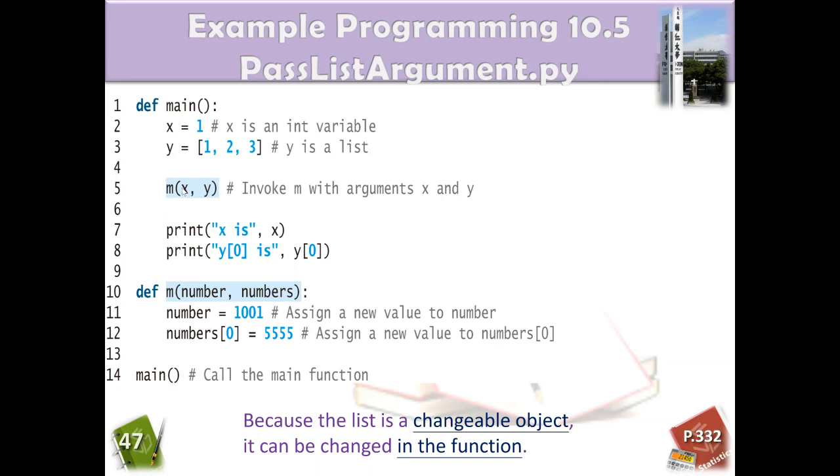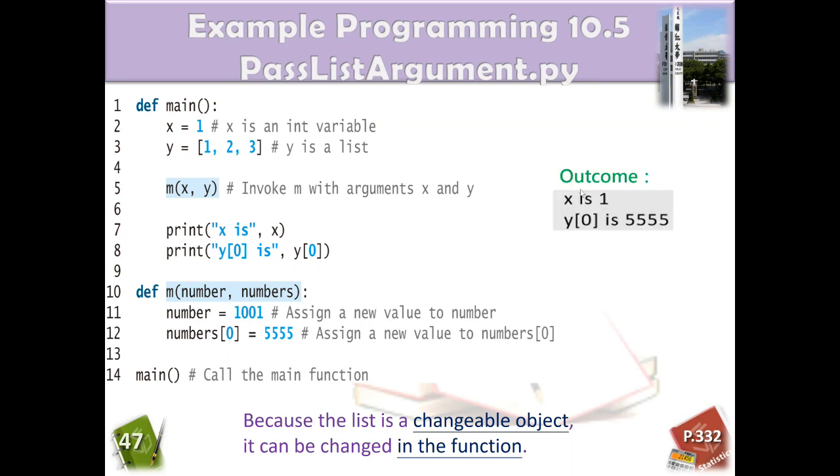So we put 1 into here and y, a list, here, right? So we print x is x and y index 0 is y index 0. So this function is the number is 1001, right? It's a new value to the number, and the number's index 0 will become 5555. So when we call the main function, we want to know what is the result. So this is the result.